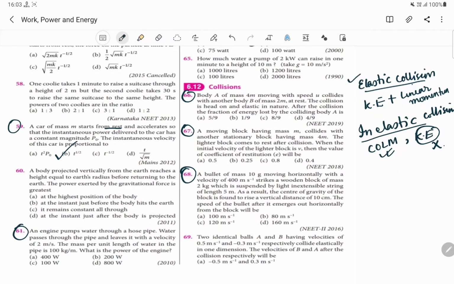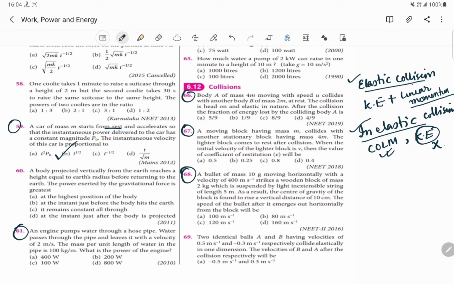First type will be elastic collision, where kinetic energy and linear momentum will be conserved. And what about the inelastic collision? In this type of collision, kinetic energy will not be conserved, whereas linear momentum will be conserved.